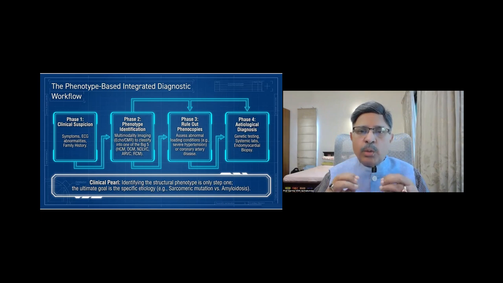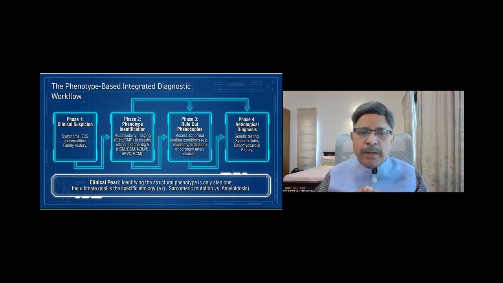Phase 3, rule out phenocopies. That is, assess abnormal loading conditions, severe hypertension, or coronary artery disease. These are not cardiomyopathies, but appear as though they are cardiomyopathy. Why? In severe hypertension and in coronary artery disease, there will be left ventricular hypertrophy, which will mimic the cardiomyopathy. These are called the phenocopies. Exclude them. And finally, make an etiological diagnosis based on genetic testing, systemic labs, endomyocardial biopsy, and systemic clues.